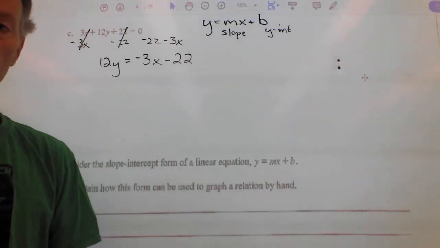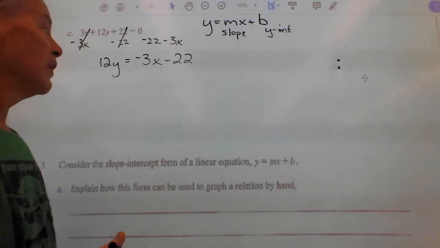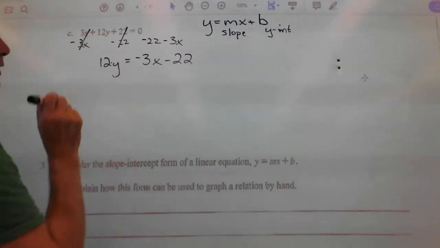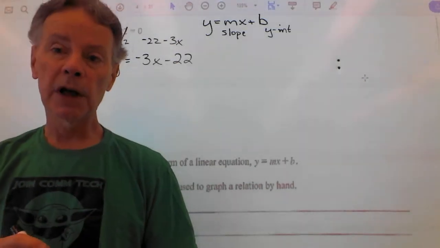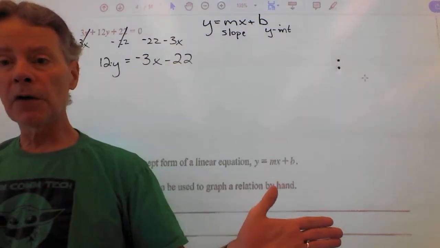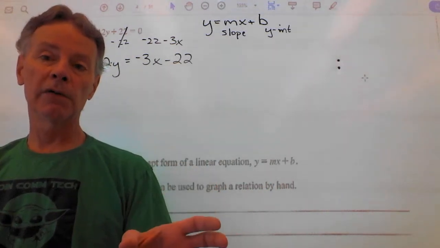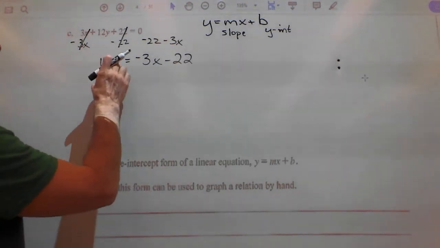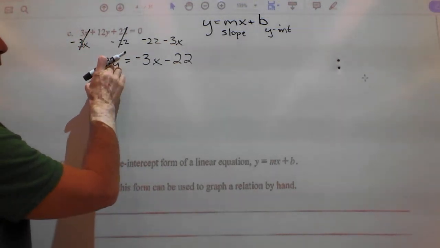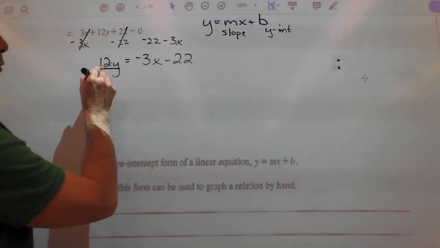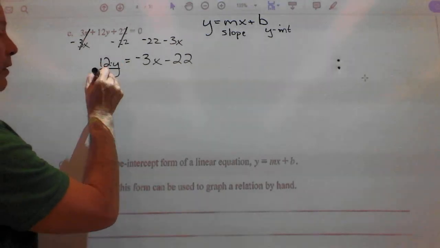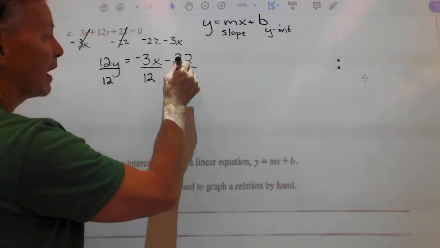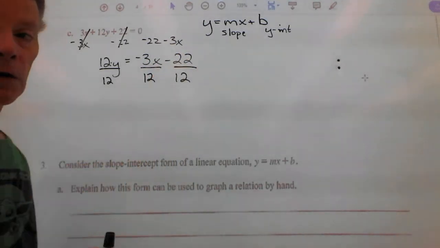Okay? We're not done. We still have to get rid of this 12. Now, this 12 is attached to the y by multiplication. We don't want to move the whole thing. We just want to get rid of the 12. We want to leave the y there. So, in order to separate these, we have to do the opposite operation, which is division, and we're going to divide by 12. Remember, when you multiply or divide, you have to do it to every single term.